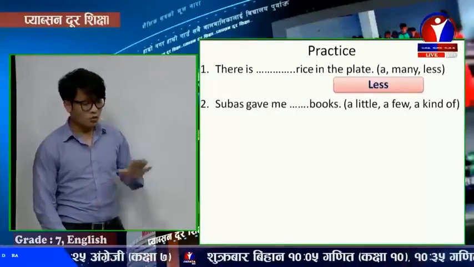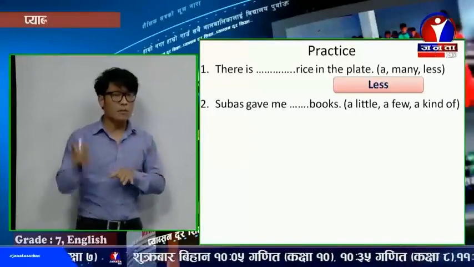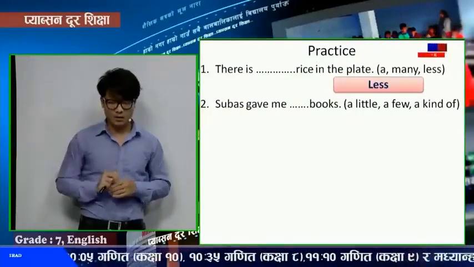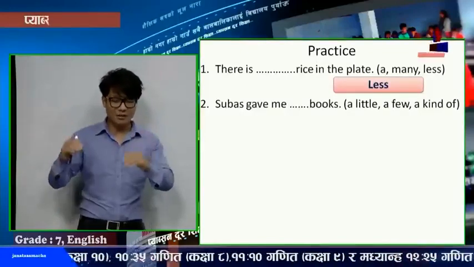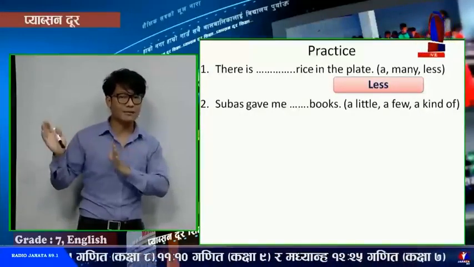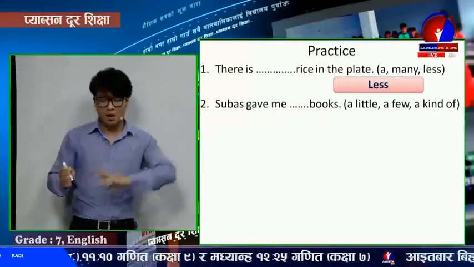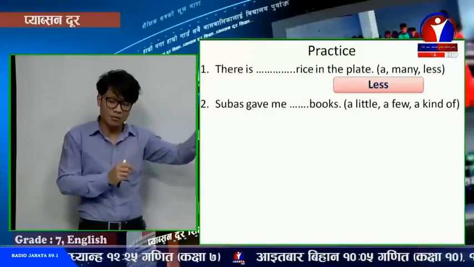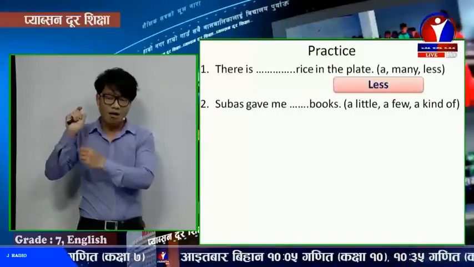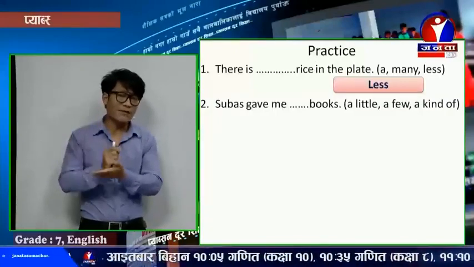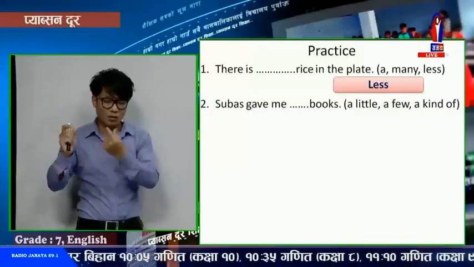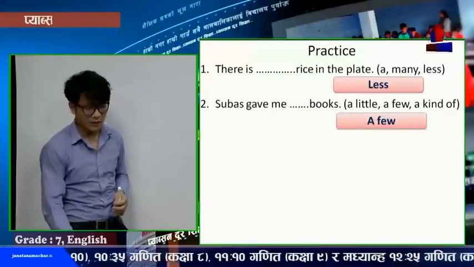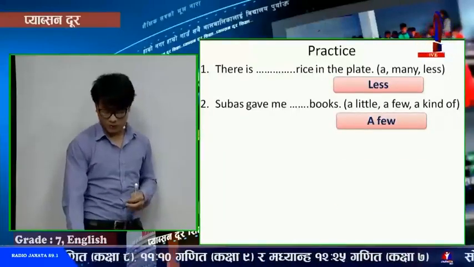Next is, Subhas gave me ... books. B-O-O-K-S, books, plural. And the options are a little, a few, or kind of. So you can guess. A little, this quantifier is used only with an uncountable noun. Kind of, this quantifier is used only with a singular noun. So what is the rest? The rest is a few. So obviously the answer is a few. Subhas gave me a few books.